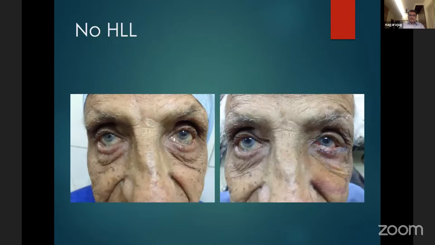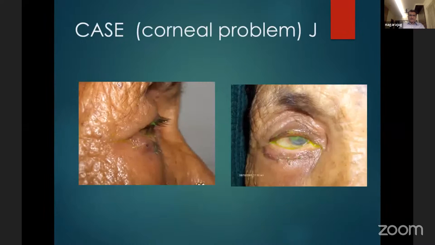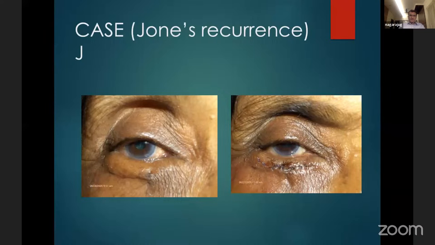This is another case. These are taken within the first or second day after surgery. And this is another patient whose cornea was compromised. A Jones procedure works in almost all the cases where there is pure vertical lid laxity. And even in a case of recurrence, this is another case which had undergone surgery elsewhere. We didn't know what surgery was done. We did a Jones procedure.